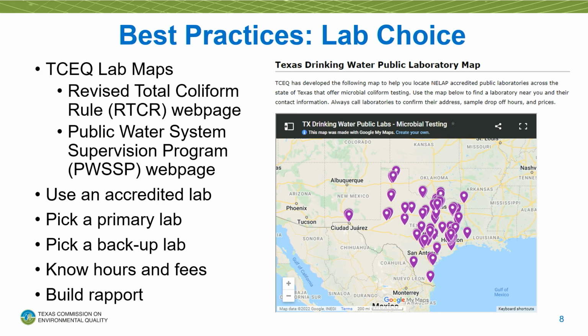Another best practice is your lab choice. As a public water system, you have the choice of working with any NELAP accredited laboratory that works with the TCEQ. If you visit our webpage, the revised total coliform rule, or even the public water system supervision program, at the very bottom, you will find a map. If you open that map, it takes you to Google, and you can find a laboratory within the area of your system, hopefully within driving distance. You'll want to use an accredited laboratory, and you'll want to have a primary and a backup.